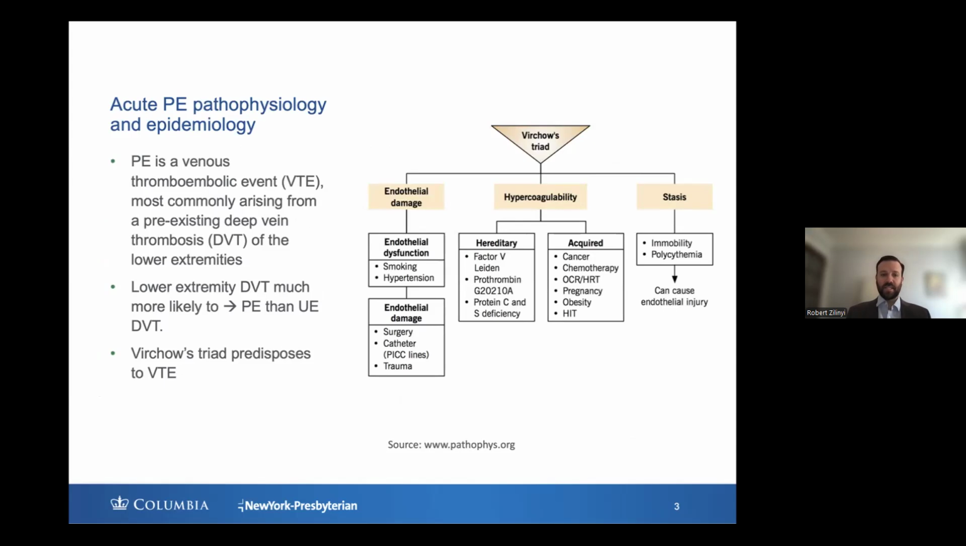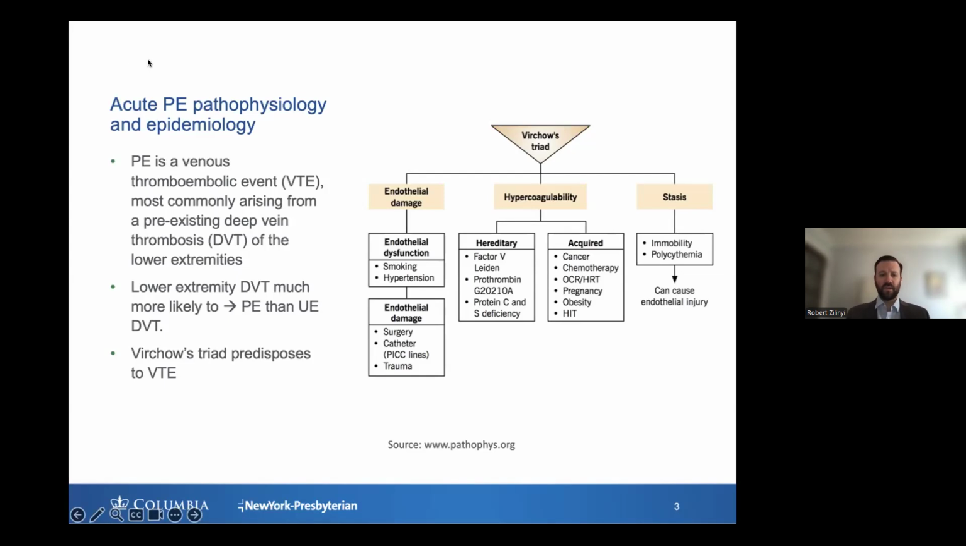So acute pulmonary embolism is a thromboembolic event, so a VTE. It most commonly arises from a pre-existing deep vein thrombosis of the lower extremities. The lower extremities are much more likely to cause a PE than any upper extremity DVT due to differences in anatomy. When we think about venous thromboembolic disease, we think about Virchow's triad that we all learned in medical school, which includes some sort of endothelial damage, a hypercoagulable state, and some level of venous stasis.